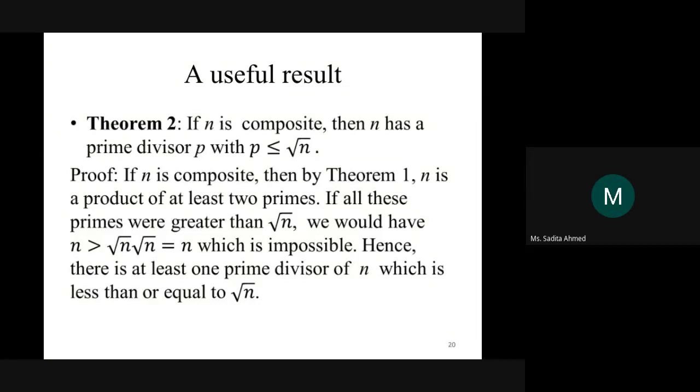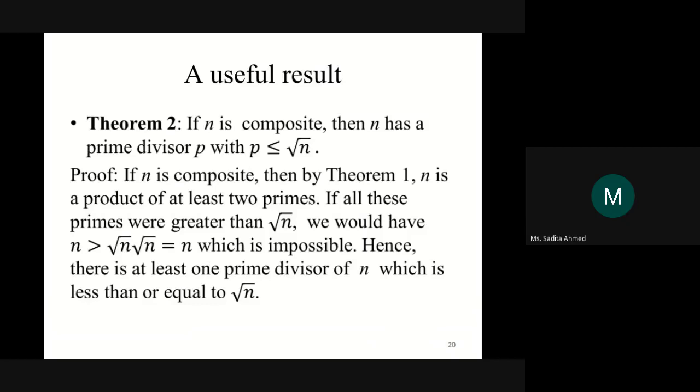if both of these two primes were greater than square root of n, think about the product of these two primes, the two primes that we are saying will be there in the product. At least two will be there, right? So at least two primes will be in the product.